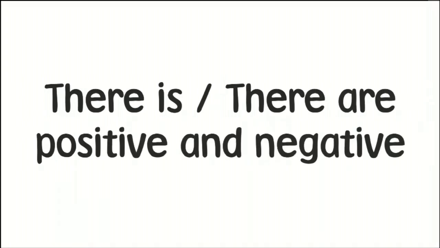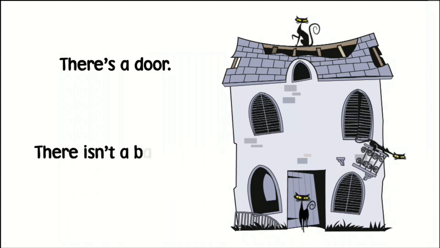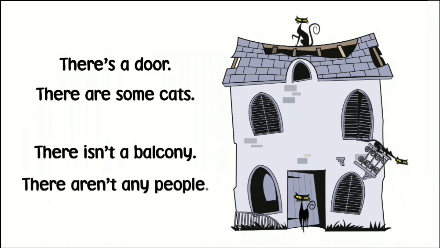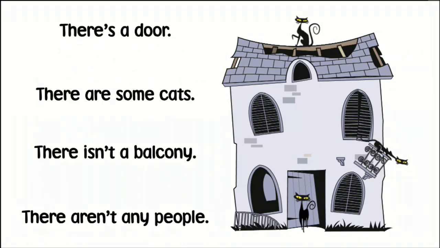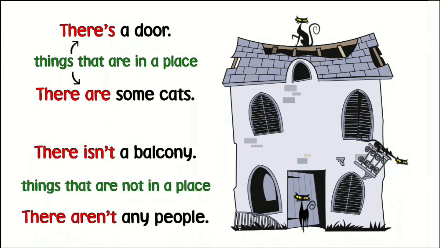There is, there are, positive and negative. There's a door. There isn't a balcony. There are some cats. There aren't any people. We use there is and there are to talk about things that are in a place. We use there isn't and there aren't to talk about things that are not in a place.